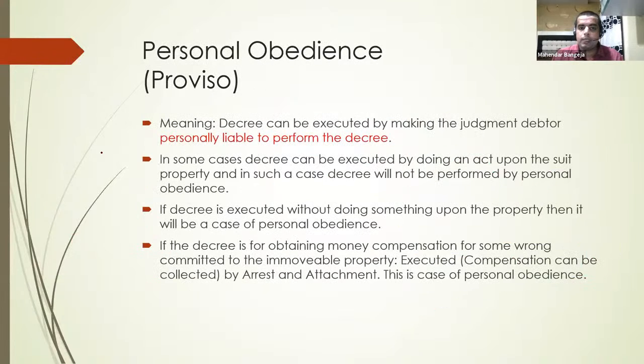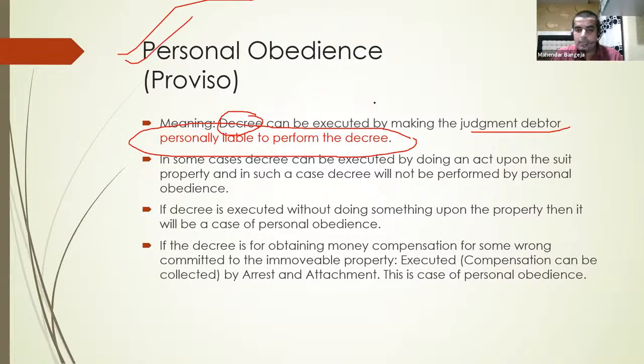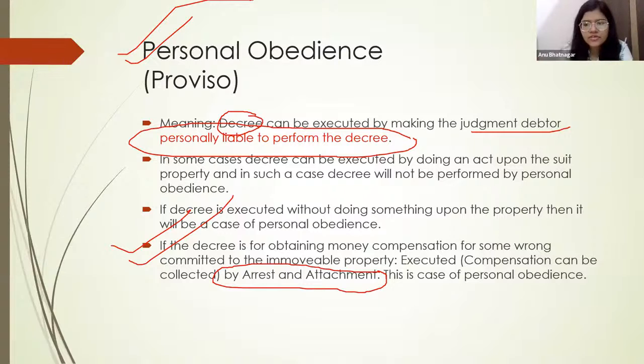Basically, personal obedience means when a decree can be executed by making the judgment debtor or the defendant, any person, personally liable, then it will be a case of personal obedience. Meaning, you are getting a decree and in that decree either the judgment debtor is getting arrested or his property is getting attached, other than the property of the suit. So that will be a case of personal obedience. In that case you can file a suit against the defendant even where he may be found. Clear? Yes. Any questions, attendees, if you have?